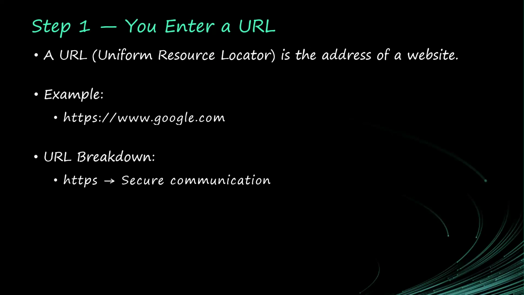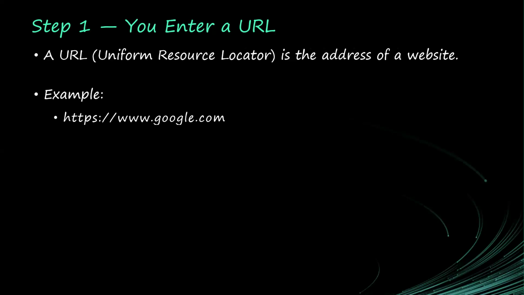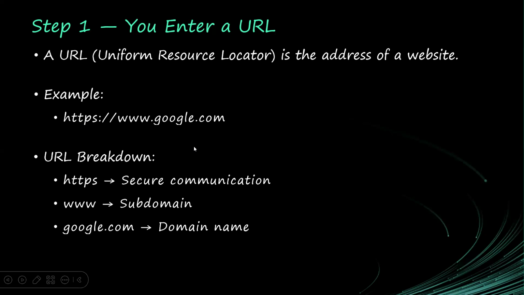So the URL is broken down. The HTTPS is the secure communication. The HTTPS ensures that hackers will not hack whatever information that we are passing through. Okay, www is the subdomain, and google.com is the domain name. So the URL is broken down into three parts: the HTTPS, the www, which is the subdomain, and the google.com, which is the domain name.